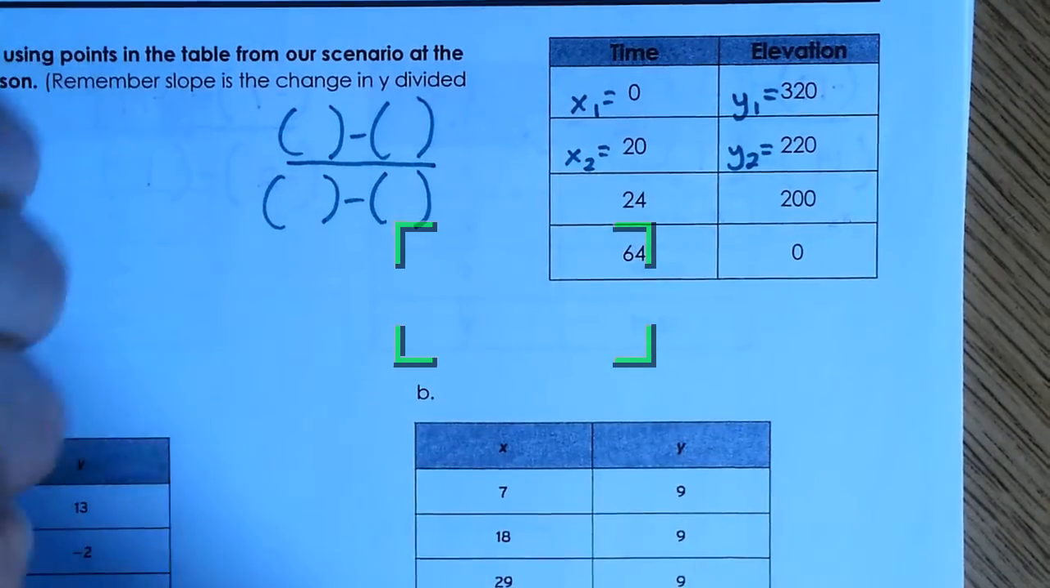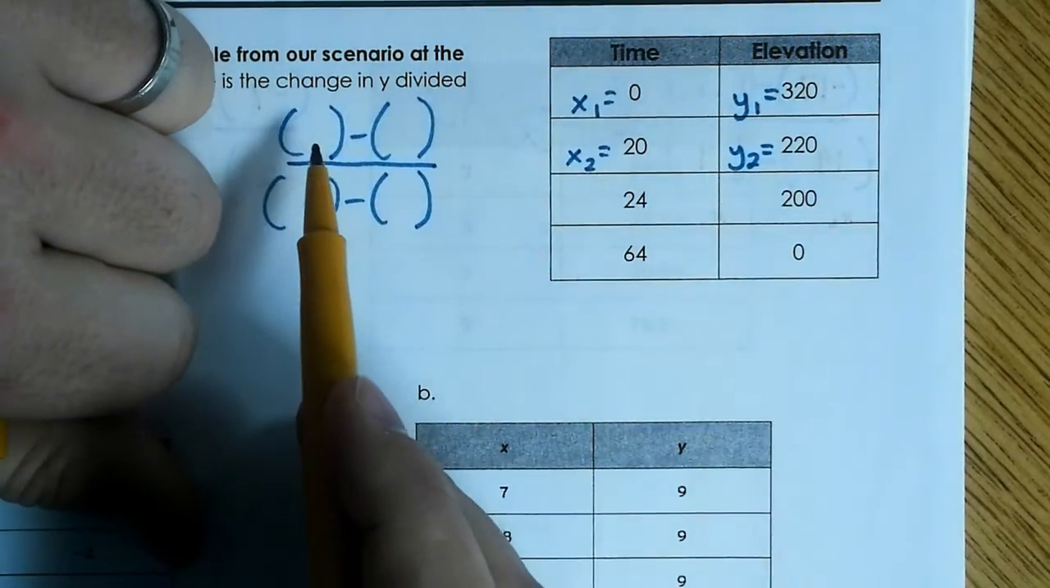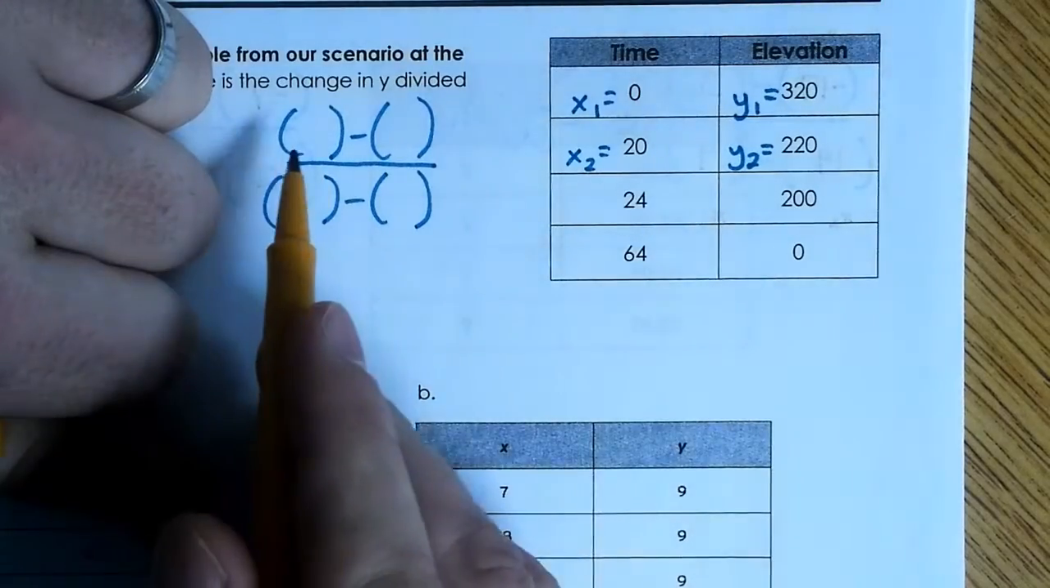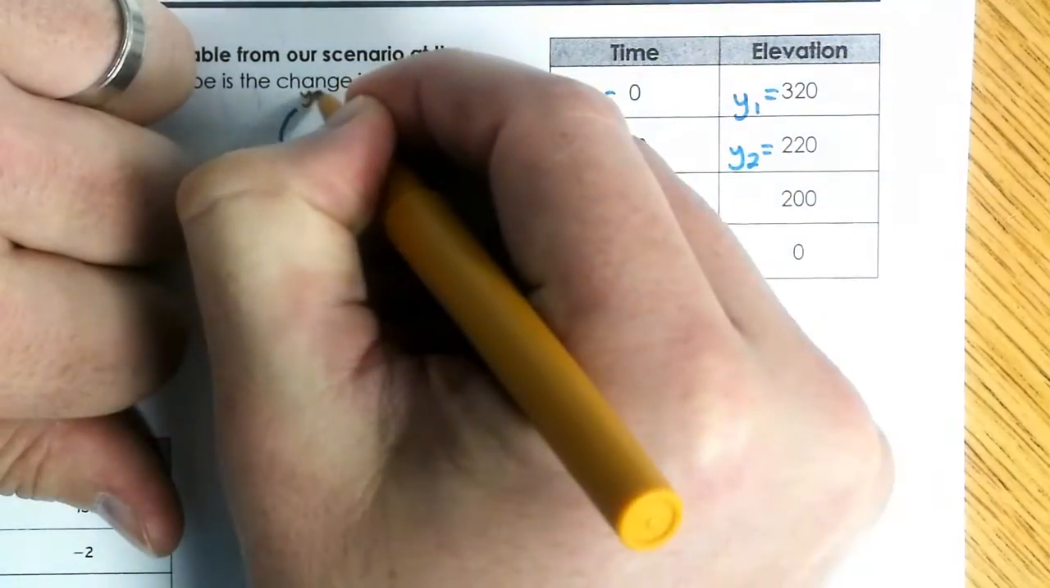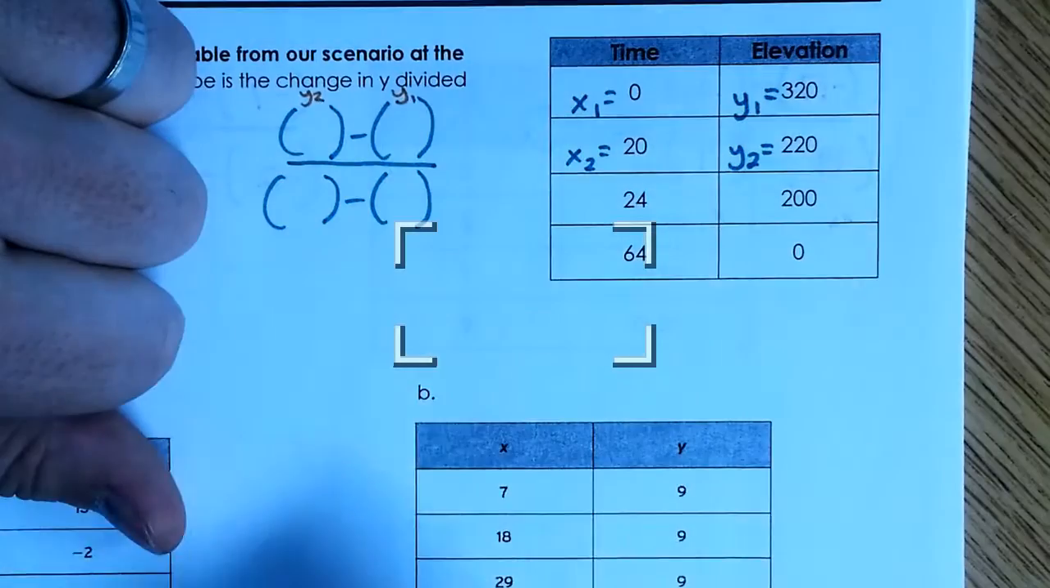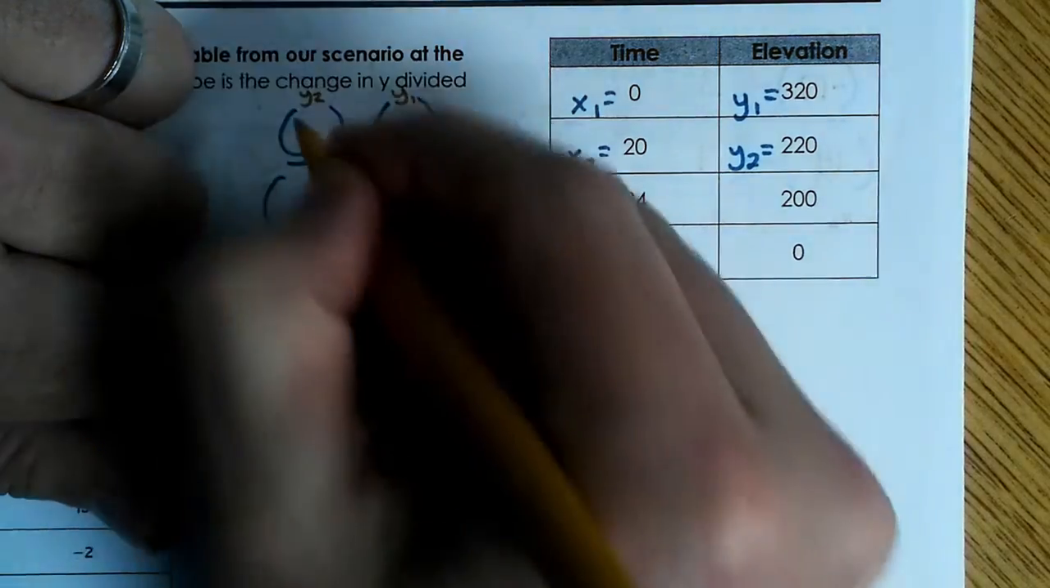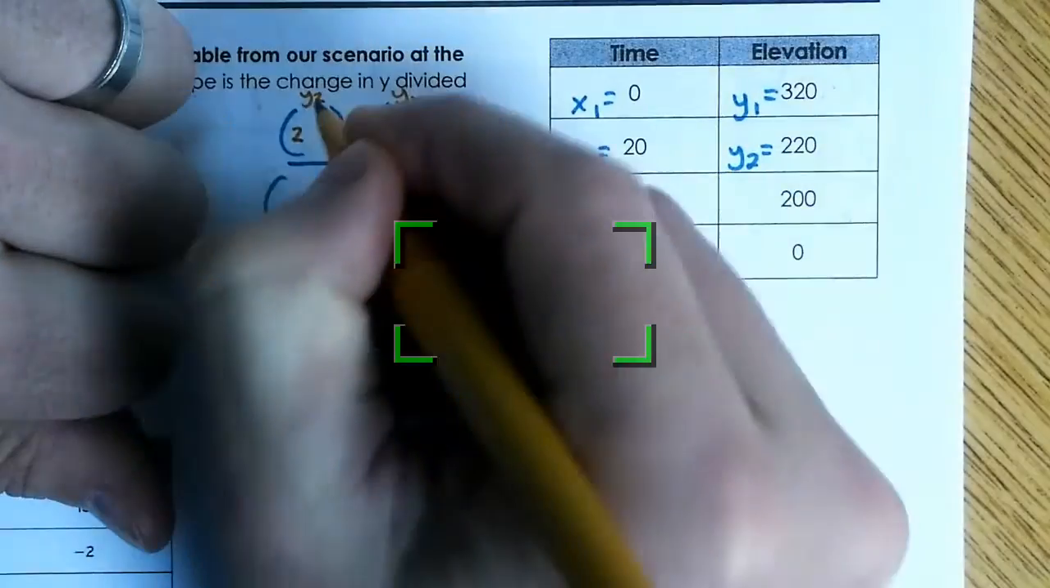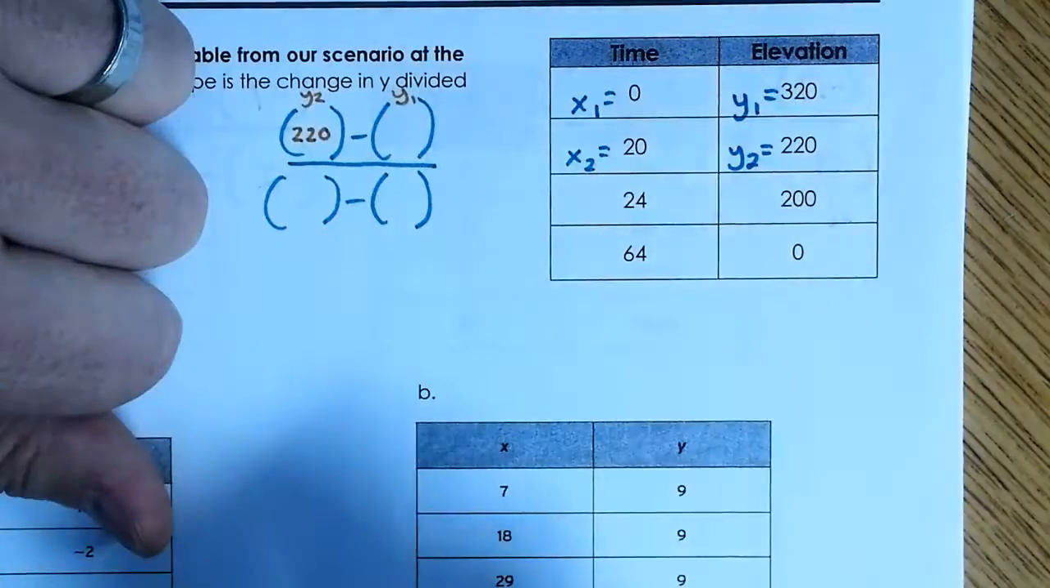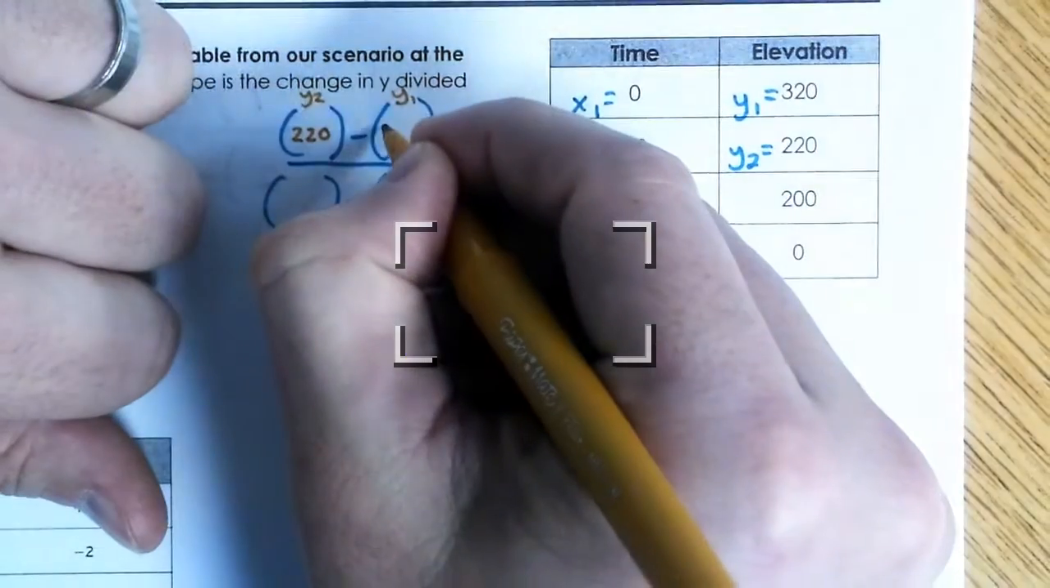All right, what goes up top? What goes in this first box up here, or this first parenthesis? Yeah, y2 minus y1. What's our y2? 220. Good. What's our y1? 320.